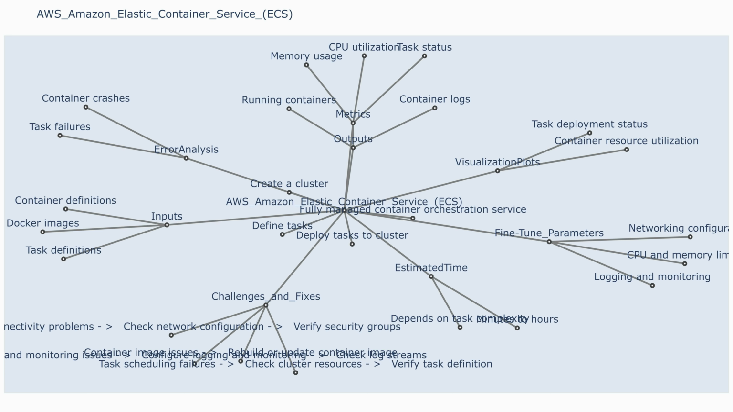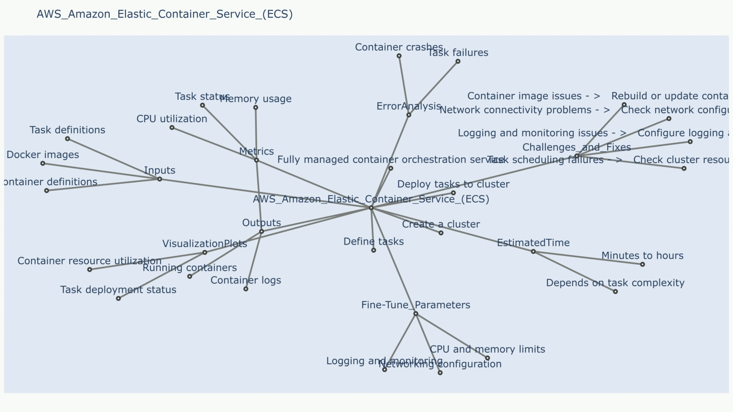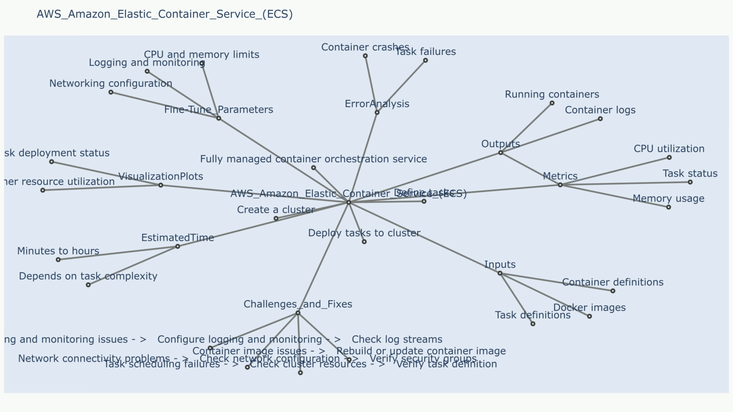YAML. Prerequisites. Name: AWS account. Purpose: to access and manage AWS services, including ECS. Explanation: ECS is a managed service within the AWS ecosystem. You need an active AWS account to create and manage ECS clusters, tasks, and containers.